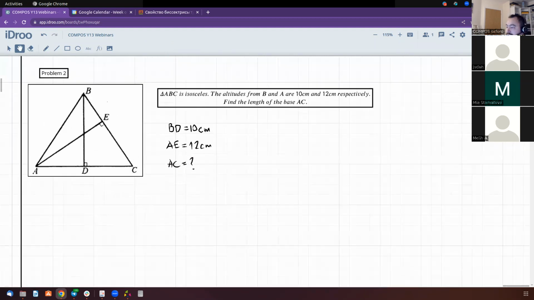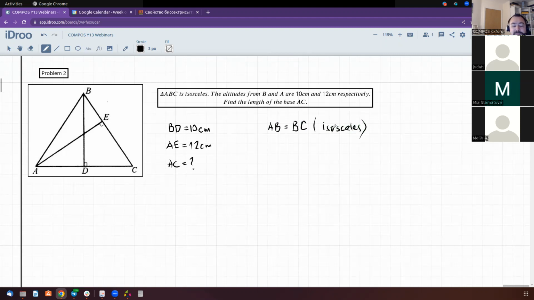Well, whenever you see a right angle triangle, it's probably looking at something like the Pythagorean theorem. Right. Now, so what do we have? We have an isosceles triangle. Isosceles, that means that AB is equal to BC, because isosceles.